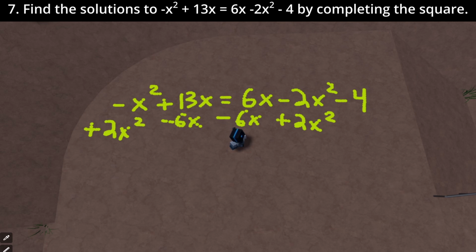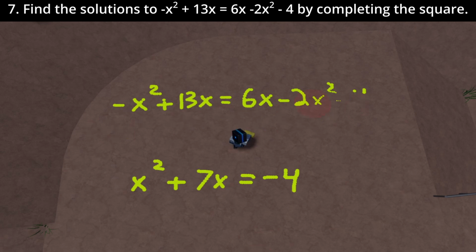If I do all of that, you're going to get x squared, because minus x squared plus 2x squared is just 1x squared. And then plus 13 minus 6 is just 7. So x squared plus 7x is equal to minus 4. And from here, we can complete the square.